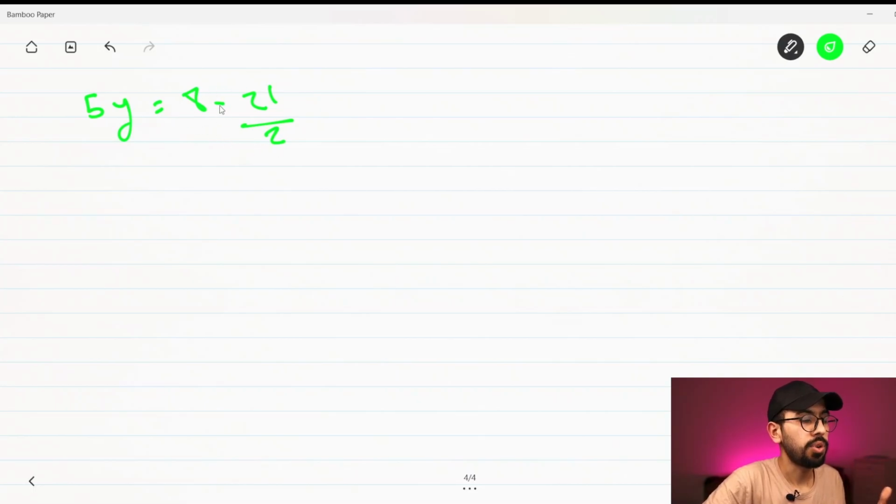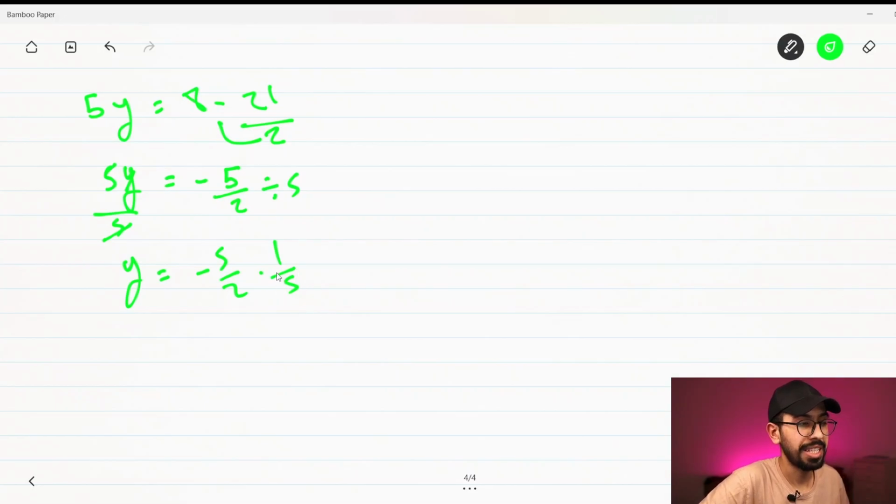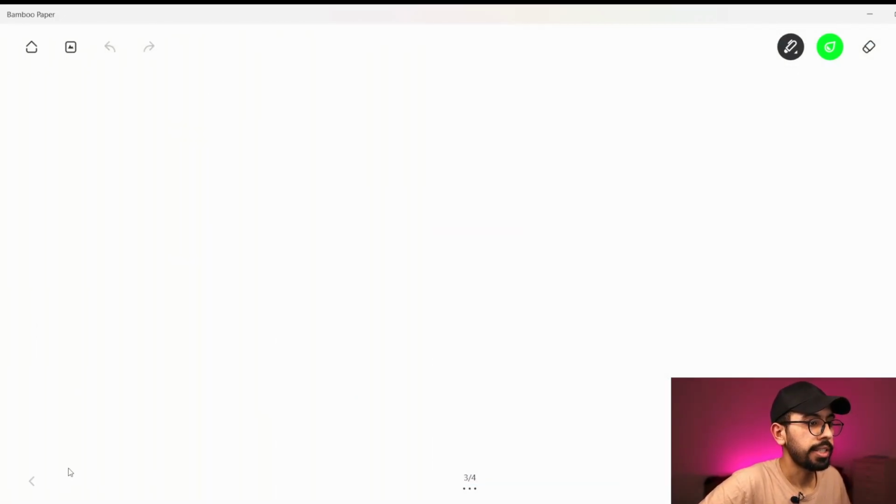Now how can we reform this side of the equation? 2 multiplied by 8 is 16. 16 minus 21 is minus 5, so this side will be minus 5 over 2. Here we have 5y. In order to get just y, we need to divide both sides by 5. This 5 will cancel this 5, and the result will be y equals minus 5 over 2 multiplied by 1 over 5, which is the same as dividing by 5, because this is the reciprocal of 5. When we multiply the two of them, it's just like division. The result will be minus 5 over 10, sorry. This is our y, and our x is 7 over 2.